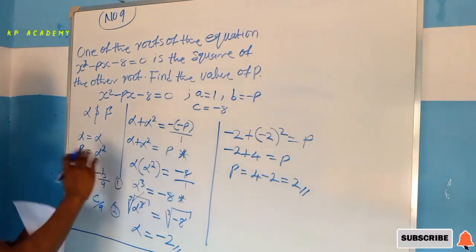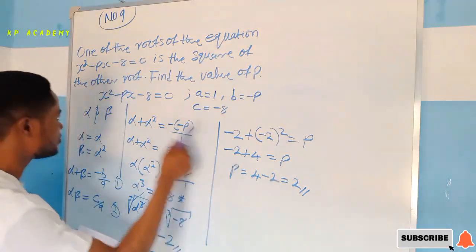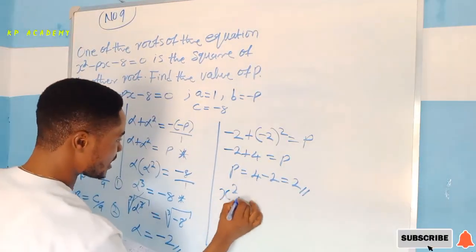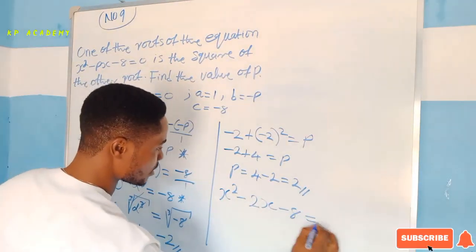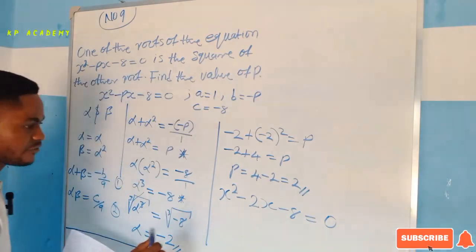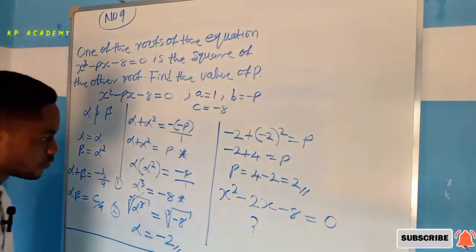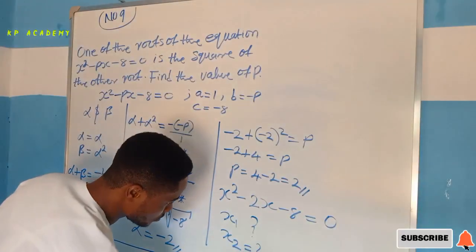If p is 2, which of course means we are done with the question, let's now use this p. If p is 2, the equation will be x squared minus 2x minus 8 is equal to 0. I'm giving you an assignment: now solve for the roots of this equation. Solve for x1 and x2.